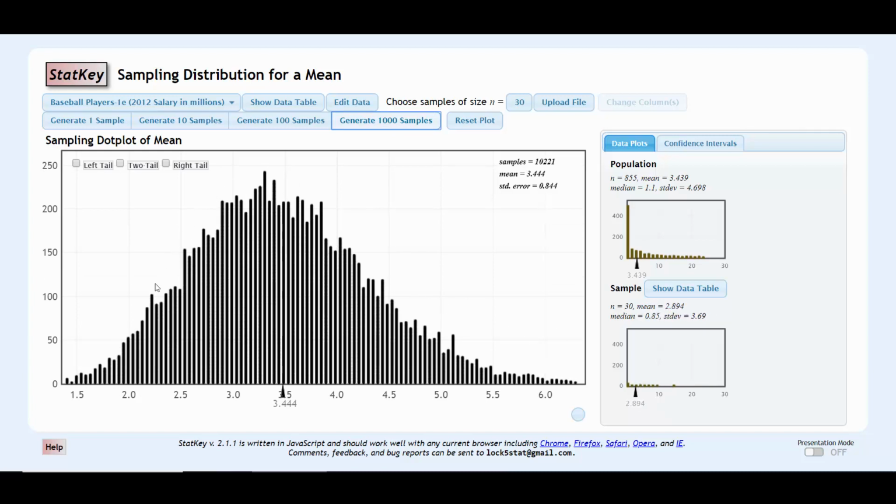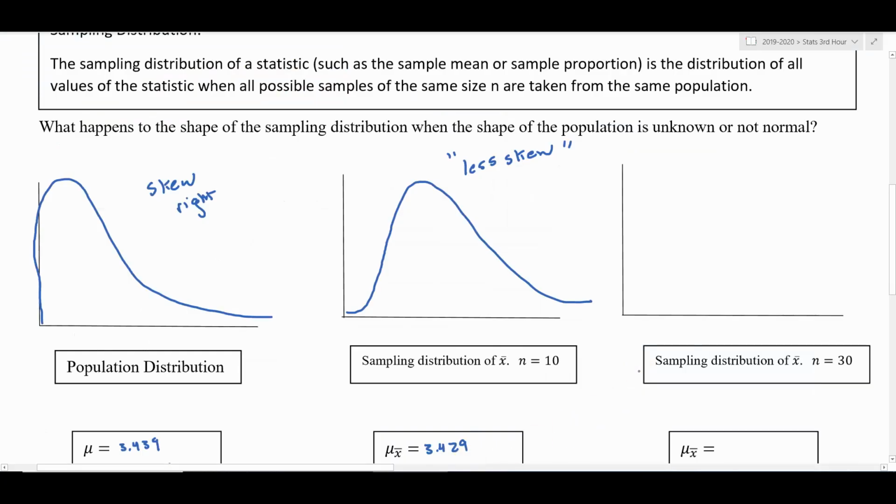Almost all of the skew is gone. It's still maybe slightly skewed right, but it is almost perfectly normal now. And I'm going to go to my notes here and draw that out because we can see that nice normal shape. So at this point, now that the sample is 30 or more, we have something that is approximately normal.